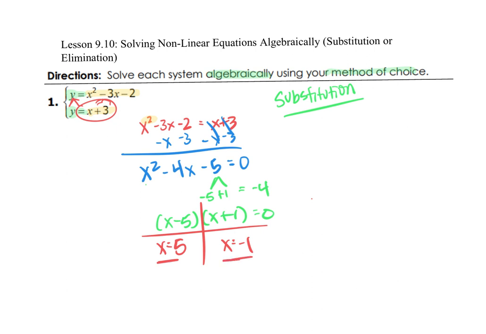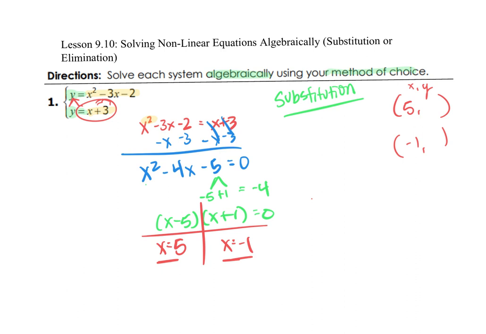Now, notice we are not finished with this problem. When you solve a system, you need to write your answers as an ordered pair, like x comma y. But what we just found were two x's: x is 5 and x is negative 1. So what we need to find now is the y's for each of these. There are two answers here.